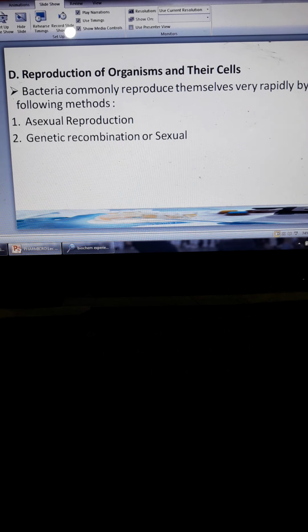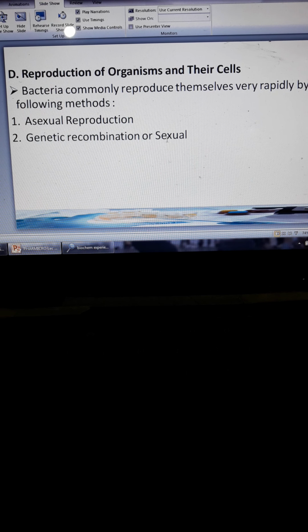Next, for the reproduction of organisms and their cells, bacteria commonly reproduce themselves very rapidly by the following methods: asexual, and genetic recombination or sexual. In asexual reproduction, there is no sexual process, so there is no involvement of an egg cell or gametes or genetic recombination. And we have sexual. These are the two reproduction processes of bacterial cells.